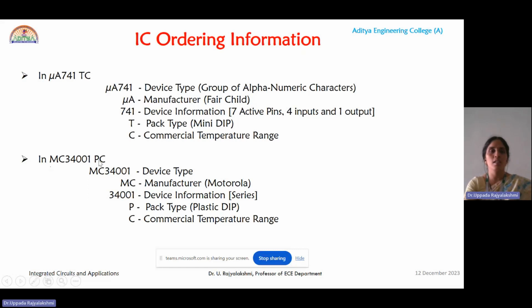Here you can see another example of IC ordering: MC34001PC, with some space followed by PC. MC34001 represents the device type, where MC represents that the manufacturer is Motorola, and the device information represents the series of the particular IC. P represents the package type, here the plastic dual inline package. And again C represents the commercial temperature range.